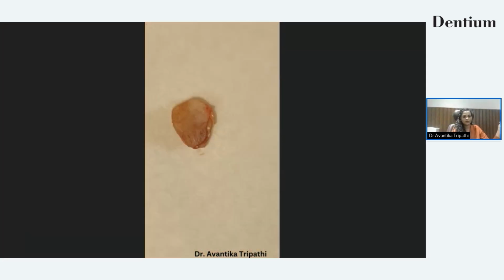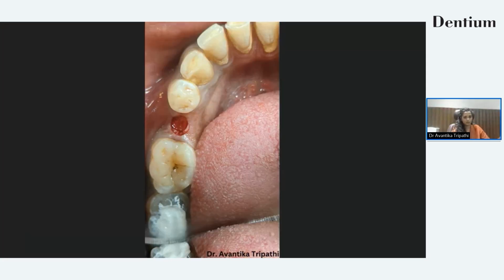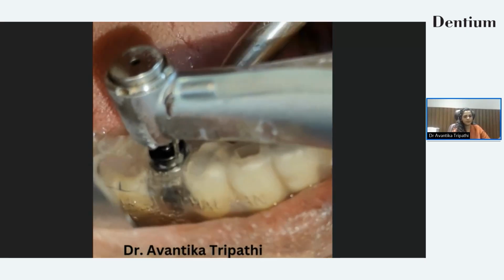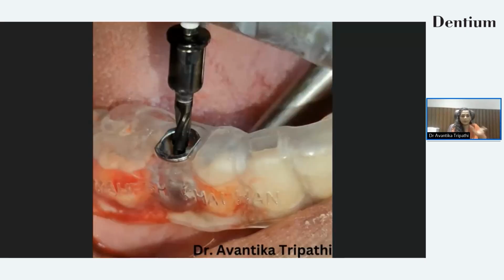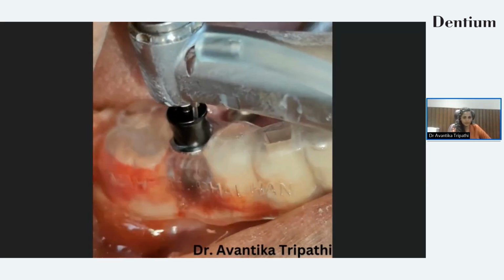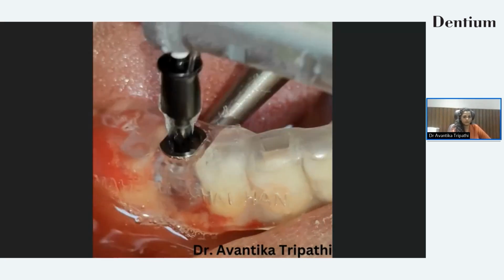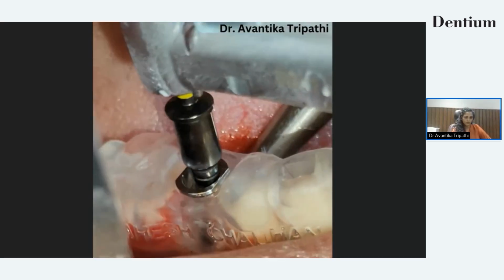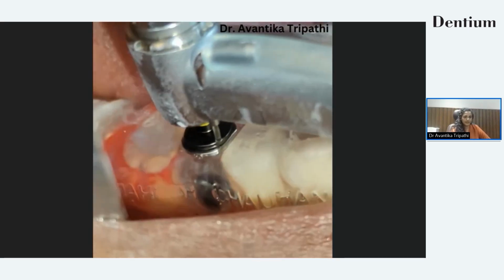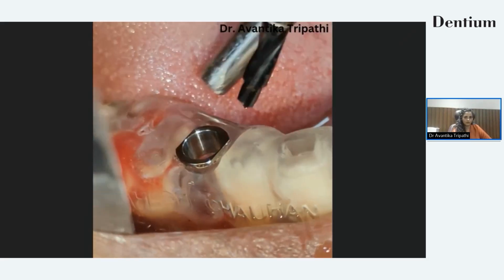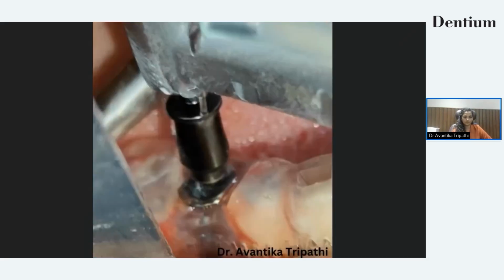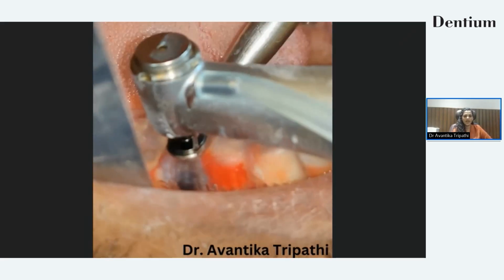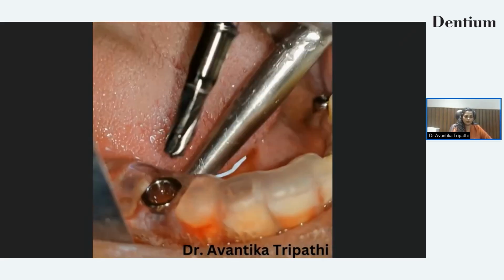First of all, we are going to remove the tissue from that area with the help of a tissue punch. Then we start preparing the osteotomy with the lineament drill and then the final drills. This is 3.5. As we can see, there is a yellow band on the neck of the drill, so that means it is a 3.5 mm drill. Then we are going to insert the 4 mm drill, then 4.5, and after that, we are going to place the implant.